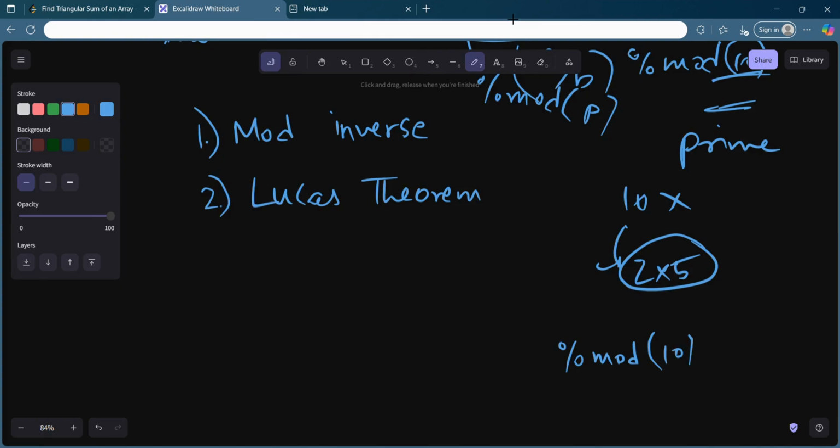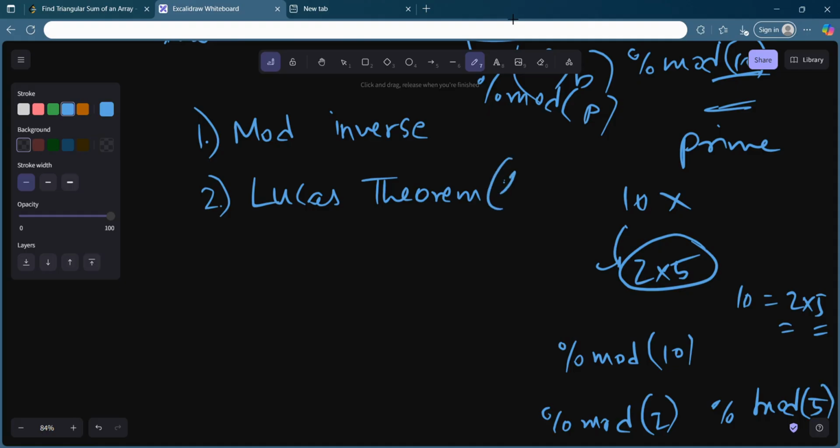You cannot do mod 10, right? But you can perform a mod 2. 10 can be written as 2 into 5, which are prime factors. So this can be written as modulo mod 2 and modulo mod 5, and you can perform the inverse mod and everything like that. So you can perform Lucas 2 and Lucas 5, it is known as.